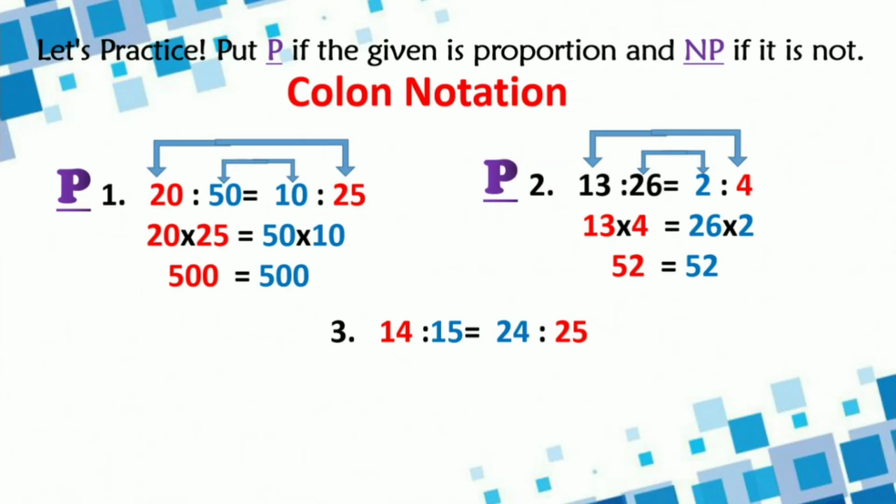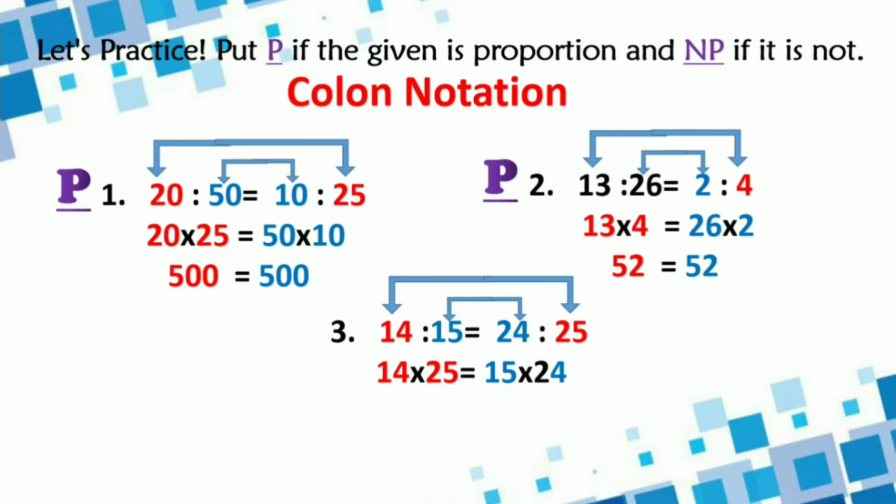Okay, so number 3, 14 is to 15 is equal to 24 is to 25. Again, multiply the extremes and multiply the means. 14 times 25 is equal to 15 times 24. Okay, so 14 times 25 is 350. 15 times 24 is equal to 360. Therefore, these ratios are NP or not proportion. Okay, so that's how we check the proportionality of the given ratios in column notation.